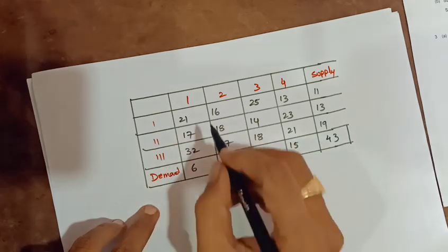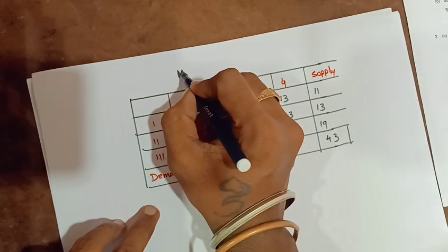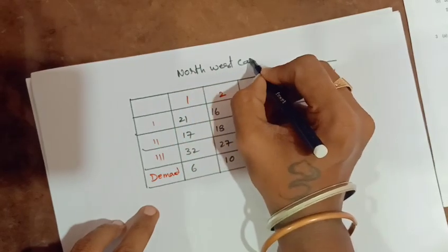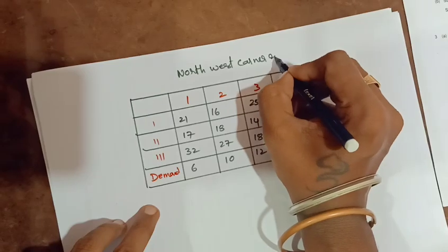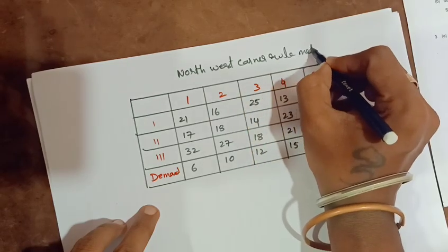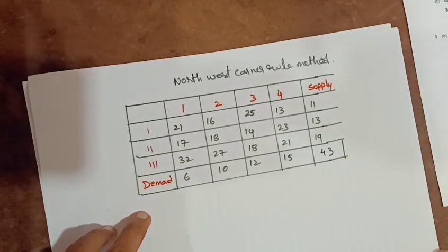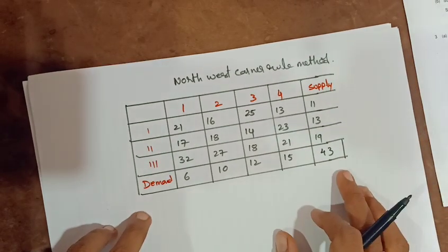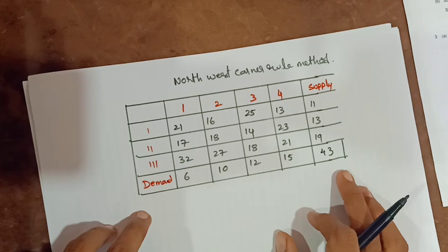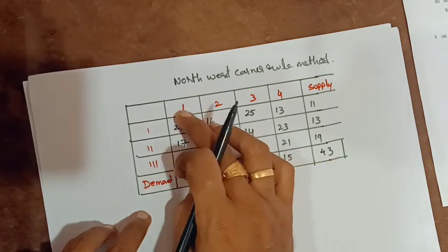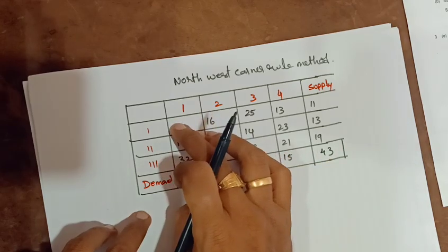And we are solving based on the northwest corner rule method. So to solve in this method, first we have to identify the northwest cell. So this is the north and this is the west.